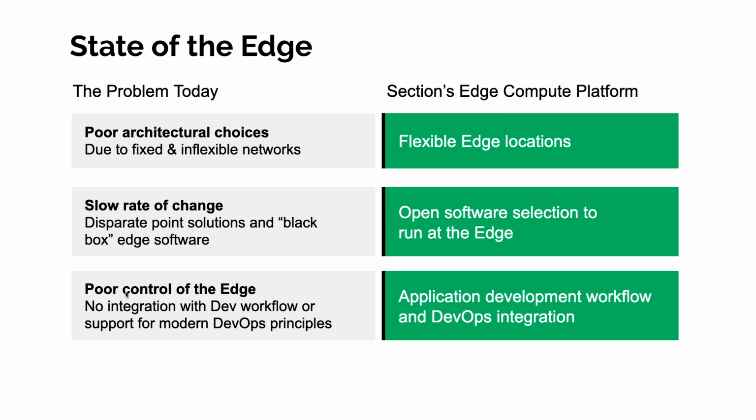In the past there have been poor architecture choices. Most of the CDNs have been designed so that they could just cache some static data in non-flexible, static locations. And we would like to have flexible locations. We would like to move our edge workloads.